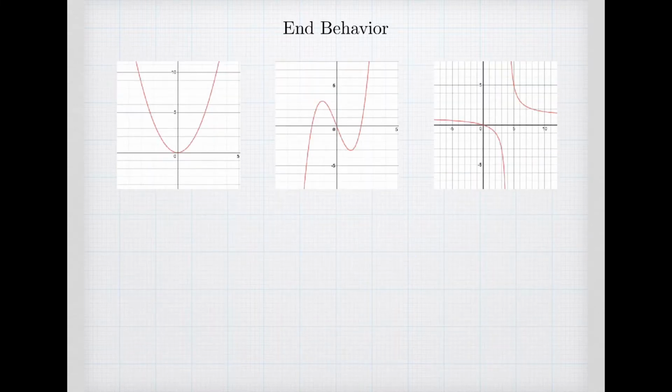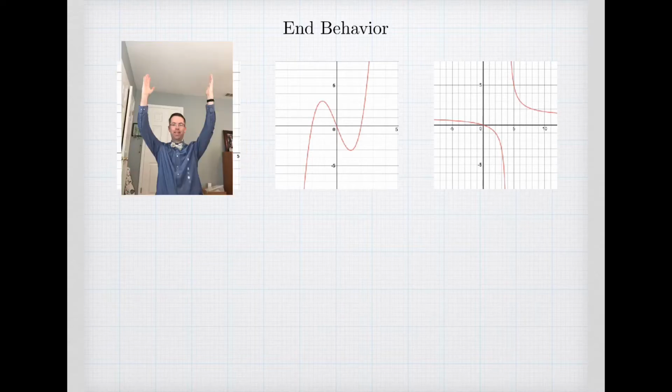For the first graph, which is the parabola y equals x squared, hold out your arms to match the shape of the graph. What are your arms doing? Both arms are raised high. This corresponds to y values approaching positive infinity, both when x approaches positive infinity, x goes to the right, and when x approaches minus infinity, when x goes to the left.